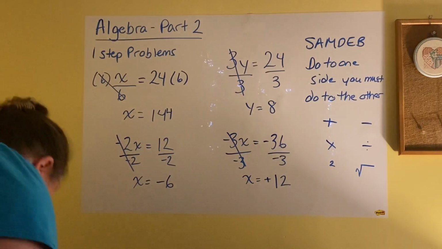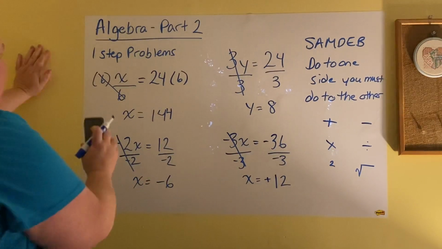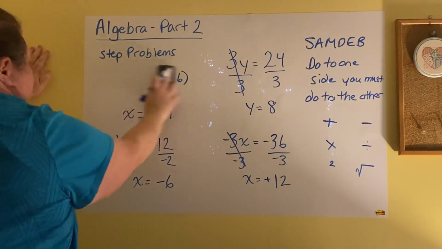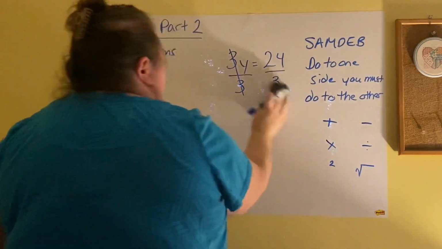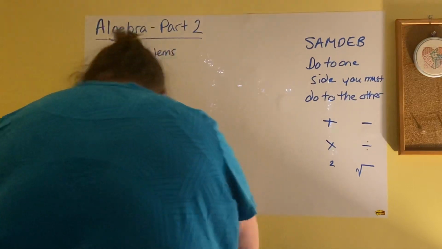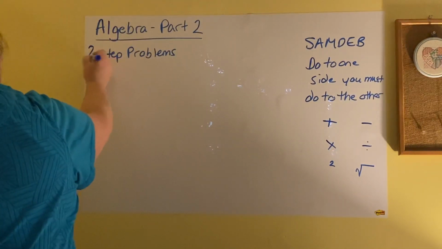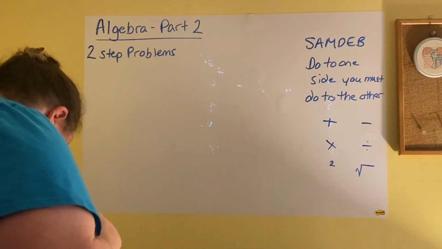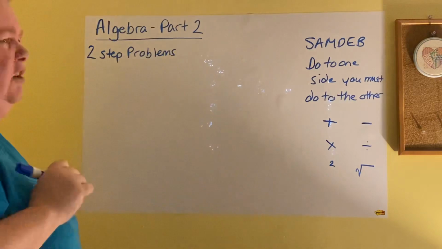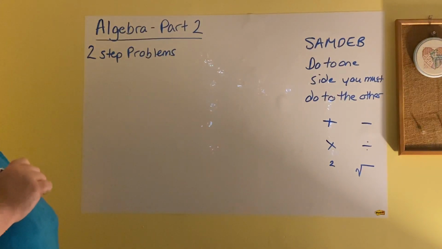So that was looking at one-step problems, and that's looking at using the integers. So I'm going to erase, and I'm going to look at two-step problems. So two-step problems are where you've got a couple different things you've got to do. And that's where SAMDEB really comes in.